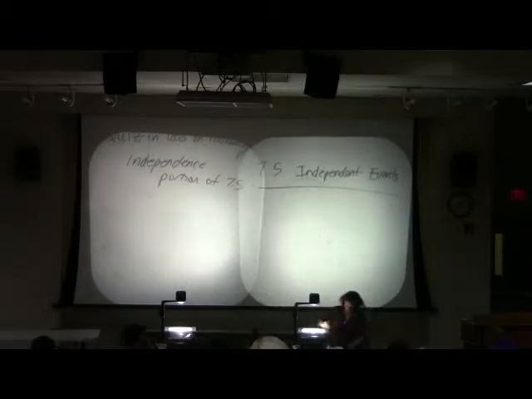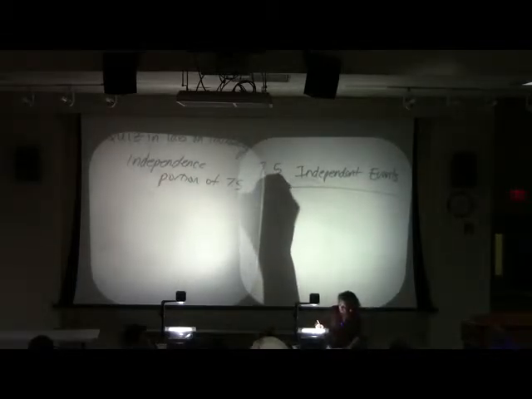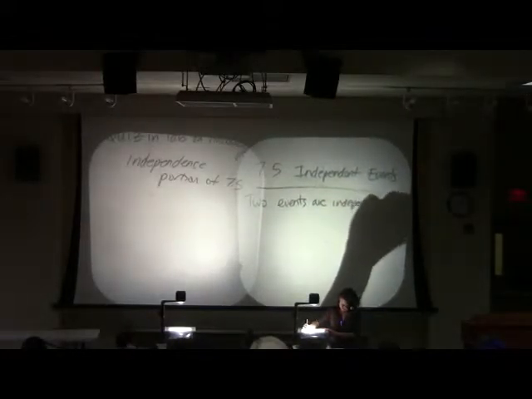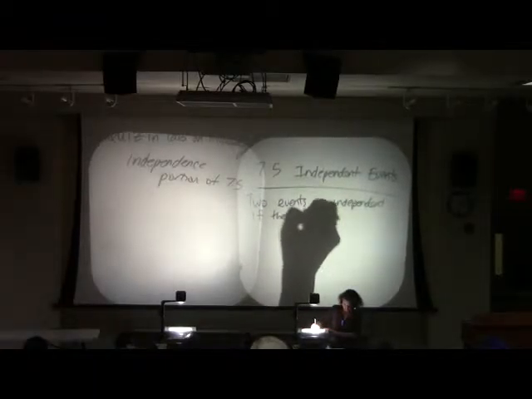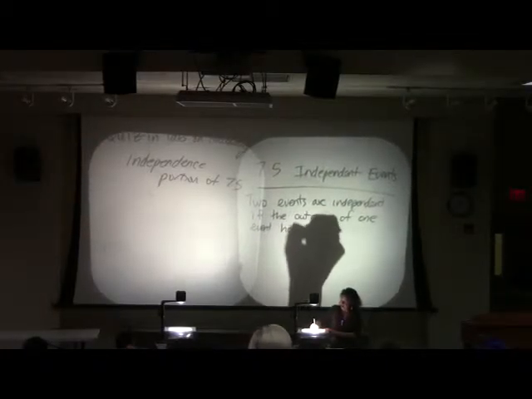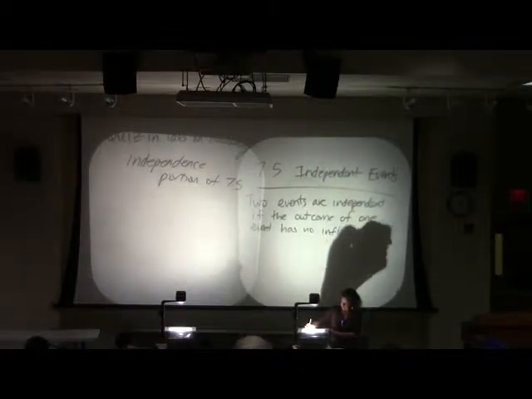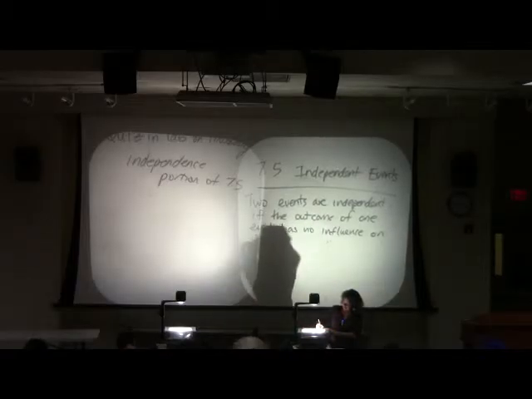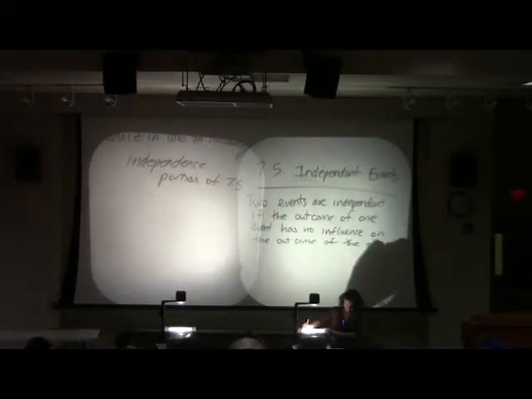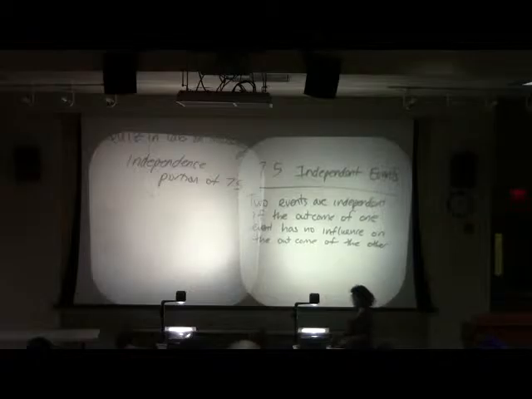So, let me start out by saying the following. Two events are independent if the outcome of one event has no influence on the outcome of the other event. Will you guys grant me that that's kind of an intuitive thing?